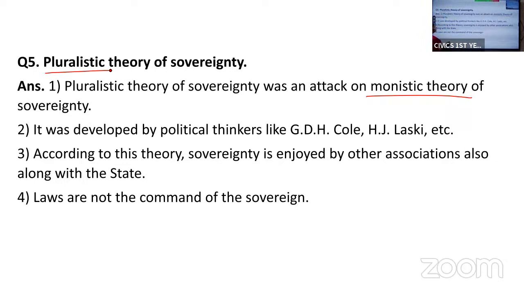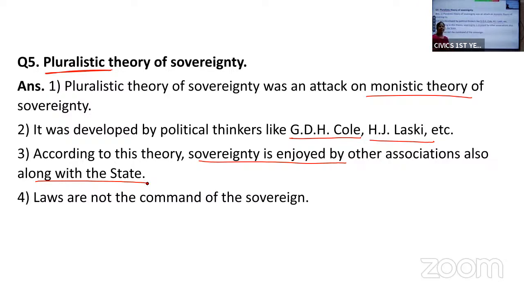And this theory was developed by writers or political thinkers like G.D.H. Cole, H.J. Laski, and others. So this theory was developed by more than one person. That's why we call it pluralistic theory. And it was against Austin's monistic theory. So what does the pluralistic theory say? According to this theory, sovereignty is enjoyed by other associations along with the state. So they said that sovereignty is enjoyed not only by the state, but other associations also enjoy sovereign power.